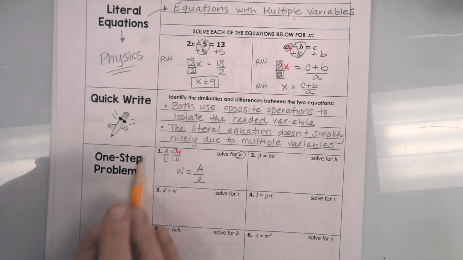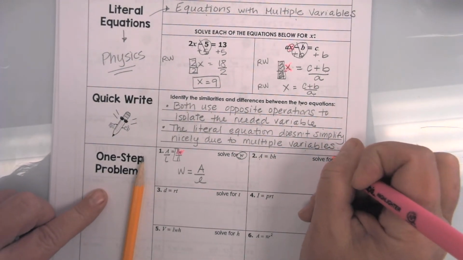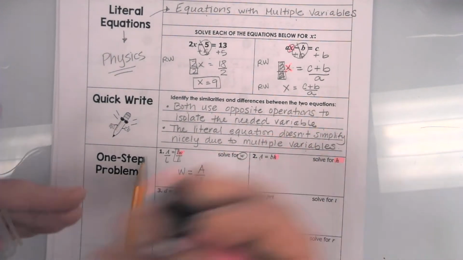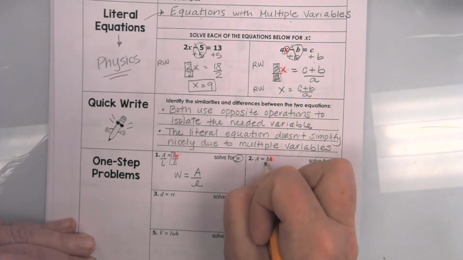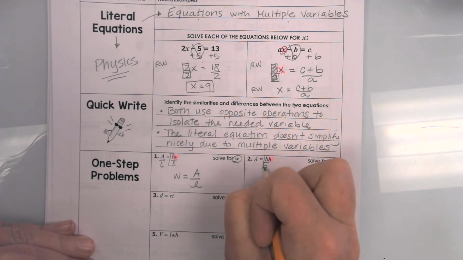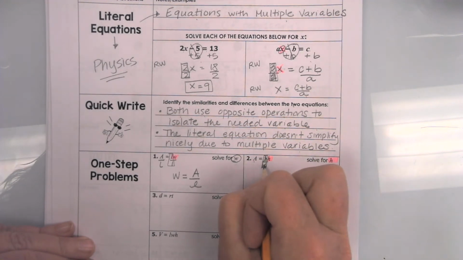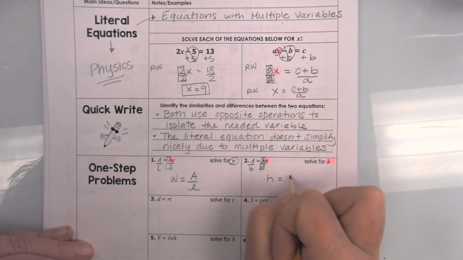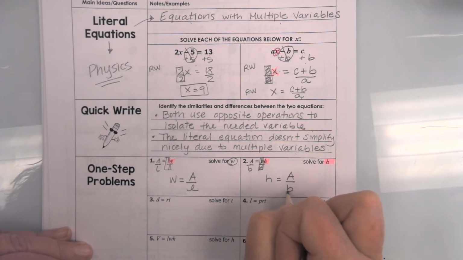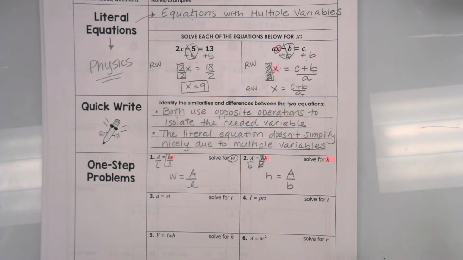Let's take a look at number 2. Number 2, I want to solve for H. Here's my H. I notice that my H is being multiplied by B, so I'm going to divide by B. That becomes a 1. But whatever I do to one side, I do to the other. So now I have H is equal to A divided by B. I think you get the hang of this side.